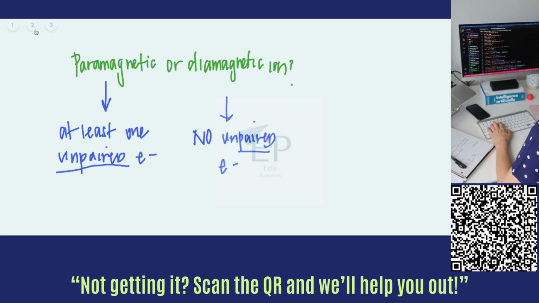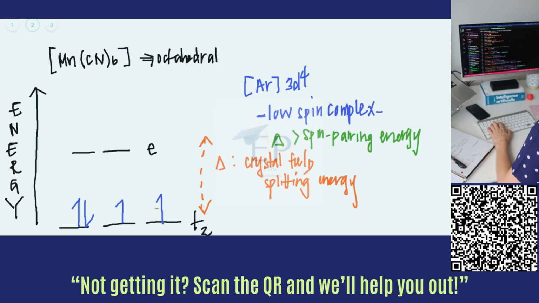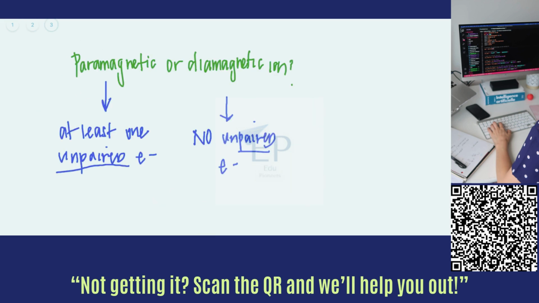Going back to our diagram, we see that we have 2 unpaired electrons. So by definition, then, this is in fact a paramagnetic ion. This is question number 65, chapter 22 solved.